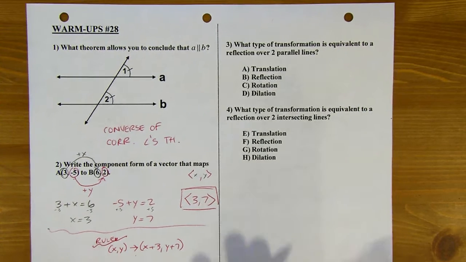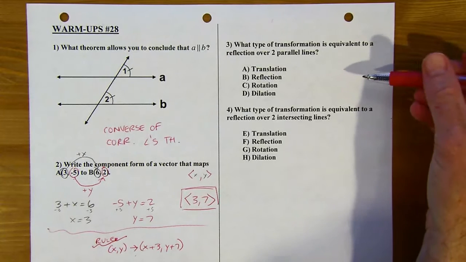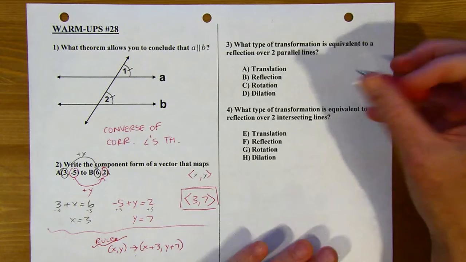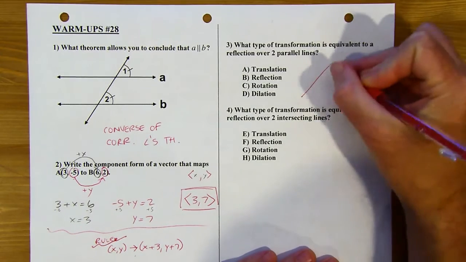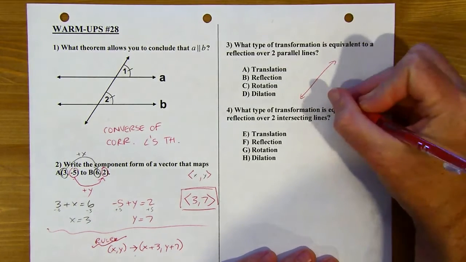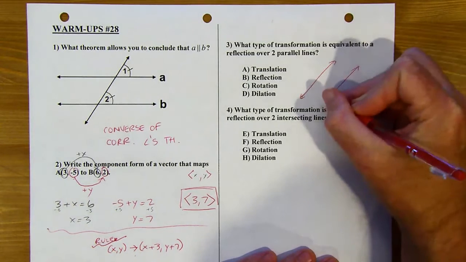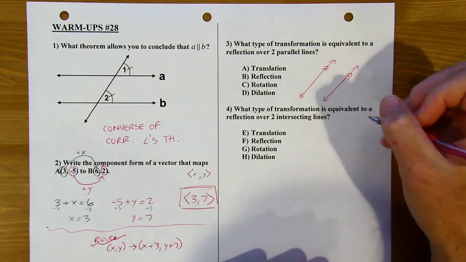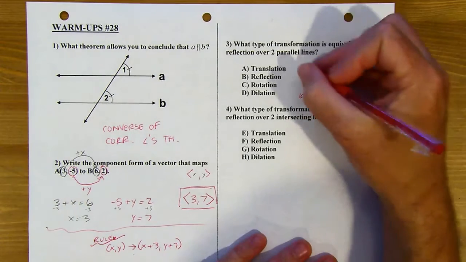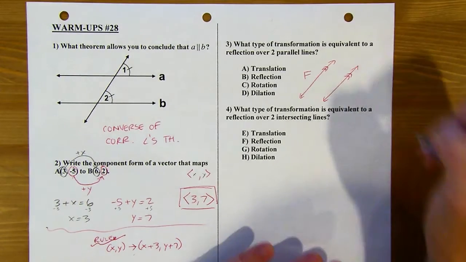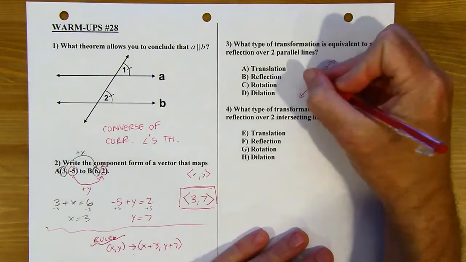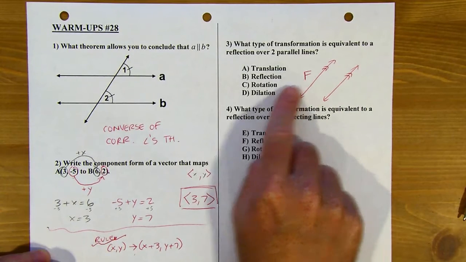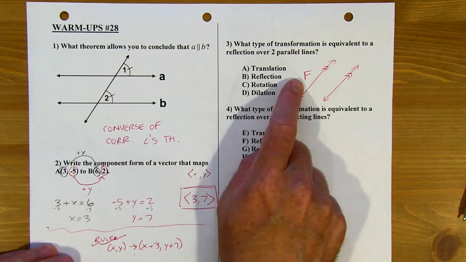All right, what type of transformation is equivalent to a reflection over two parallel lines? So I've got a multiple choice deal going here, okay? Let me just sketch two parallel lines first to try to illustrate this. All right, got two parallel lines, and I'm gonna just put an uppercase F here. Okay, and let's say I'm reflecting this. The drawing, it's not a point, it's actually a drawing of the letter F.